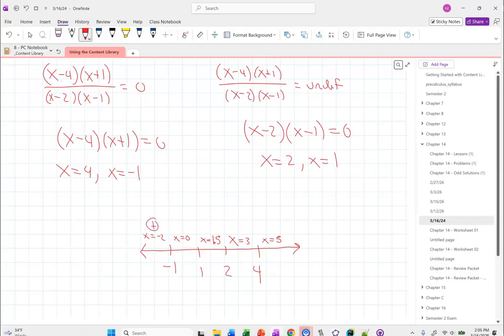If I plug the 0 in, negative. 3 negatives is negative. You guys still feeling okay? 1.5. Yeah, so 2 negatives is positive. Plugging in 3, 1 negative is negative. And then plugging in the 5, positive.